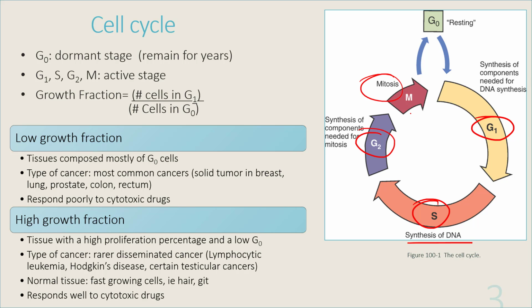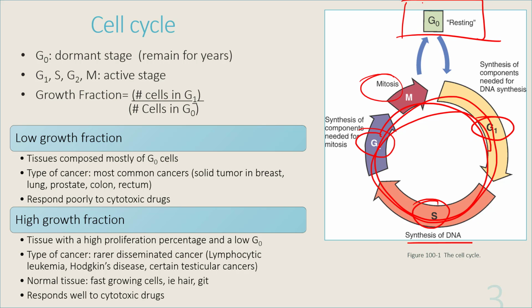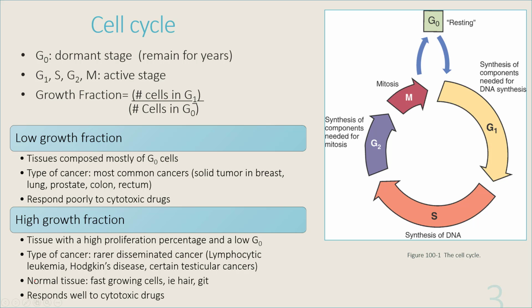And then you've got mitosis, which is part of the cell cycle over here. Now, this G0 phase here is when the cell is resting. When the cell is resting, it means that it's just going about its business, living as a cell, but it's not actively dividing, right? So the rule of thumb is that tissues that are mainly in the G0 phase are not actively dividing, right?